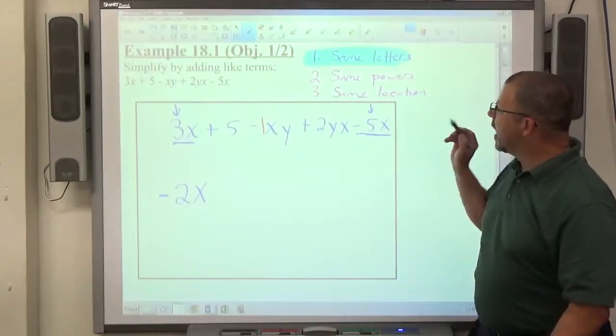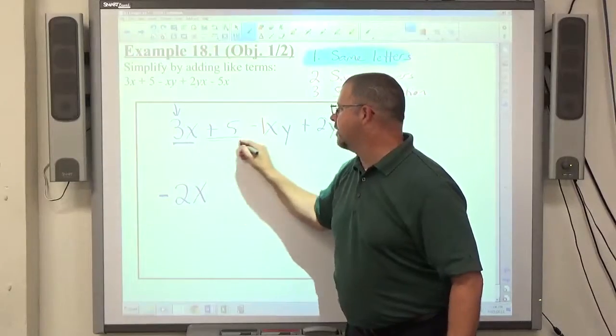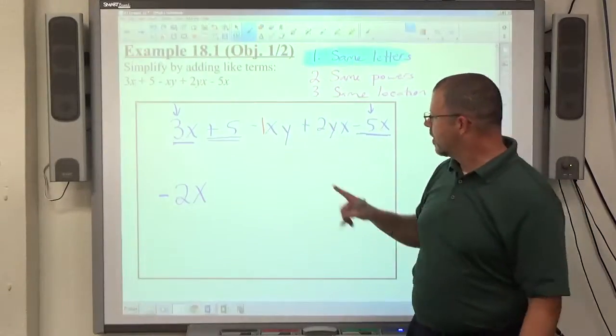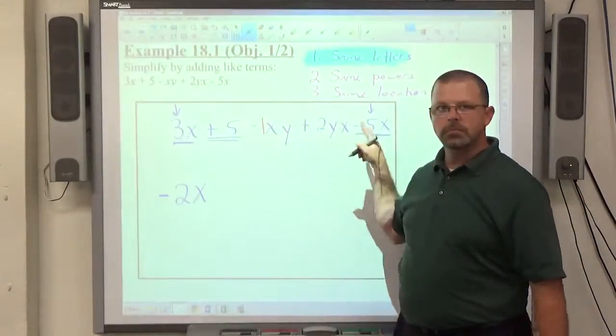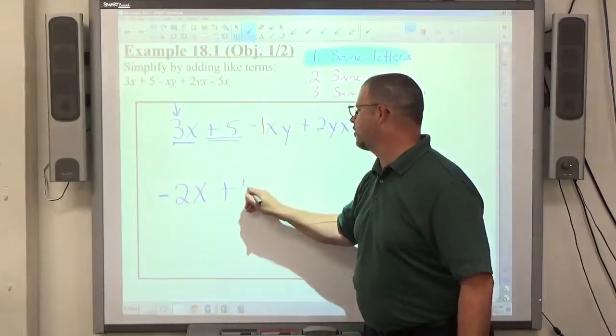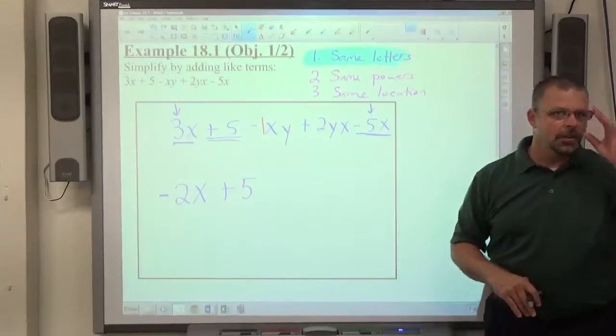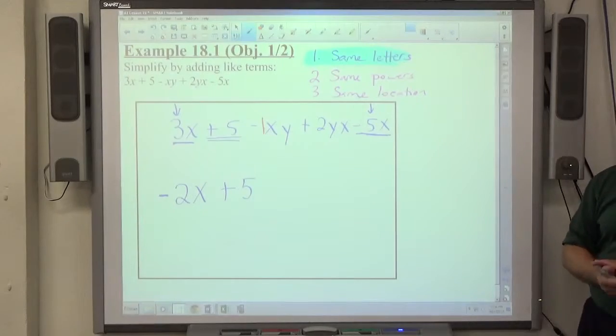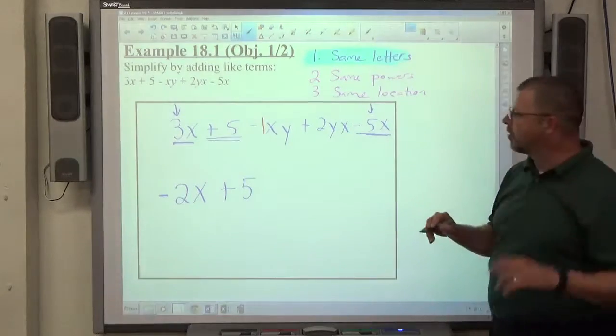All right? The next thing, notice positive 5. That number doesn't have a line under it. Do I have any other numbers? No. So nothing happens to it. It just stays plus 5. It's part of the answer. You don't throw it away because it doesn't have a friend. You just bring it down and nothing happens to it.